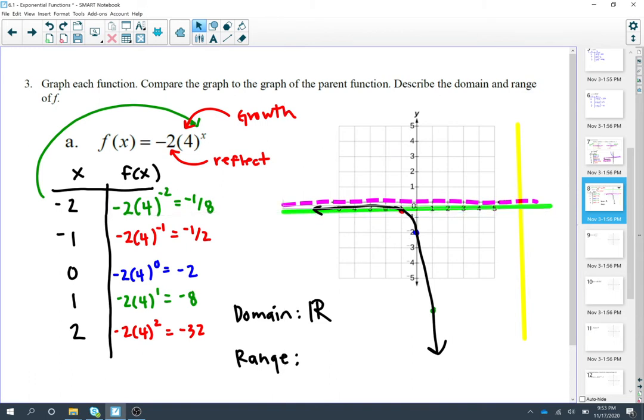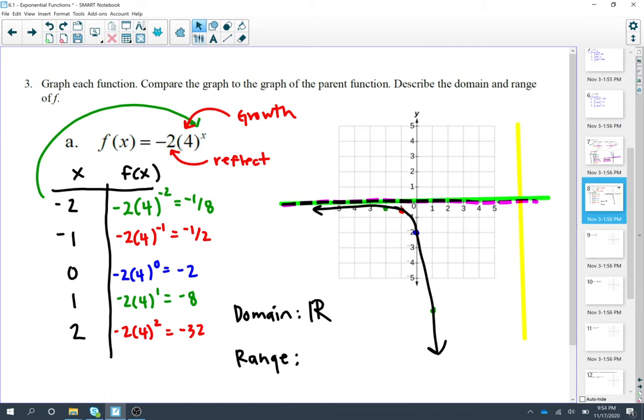-1/2, -1/8, -1/16. And this is that idea that it's getting smaller and smaller and smaller, or getting close to 0. It's getting close to right there, that pink line, that horizontal asymptote, but it's never going to touch it.